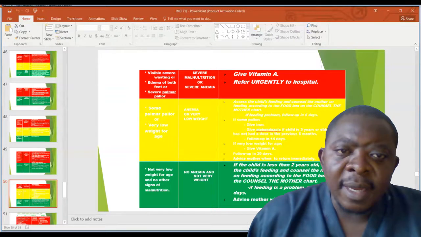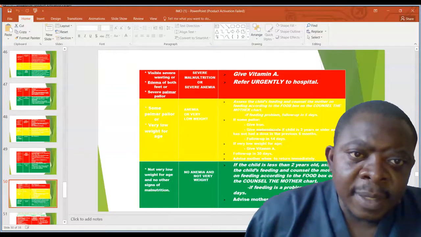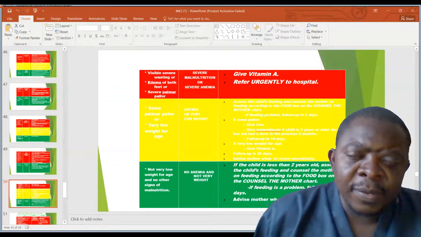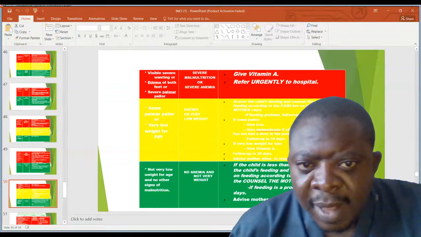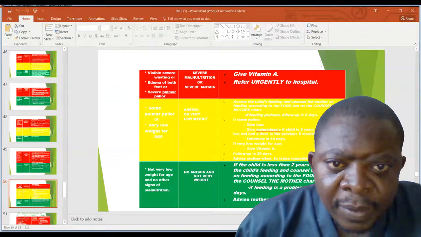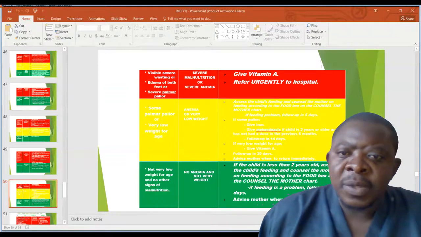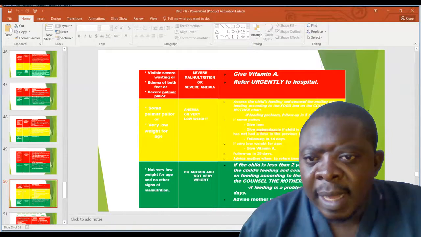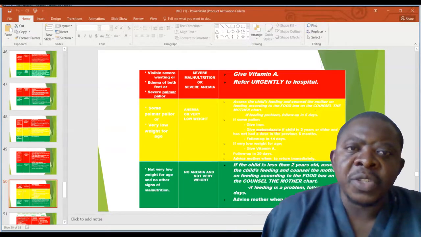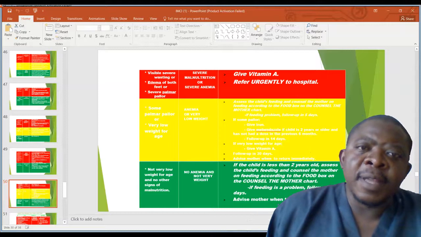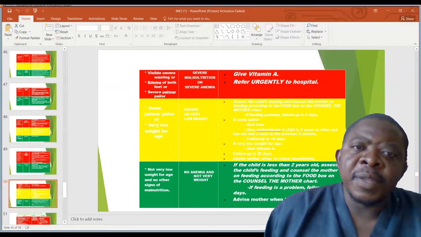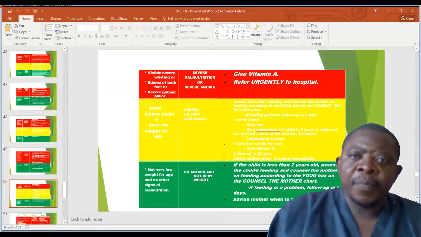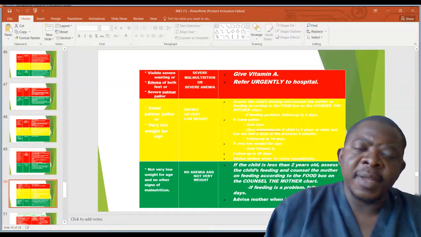Then under yellow, there will be some palmar pallor or very low weight for age. So this one we classify as anemia or very low weight. Okay, so you can manage with supplements and other appropriate drug interventions. Then if there is visible severe wasting, edema of the feet, severe palmar pallor, then that will be severe malnutrition or severe anemia. So you can give vitamin A urgently.